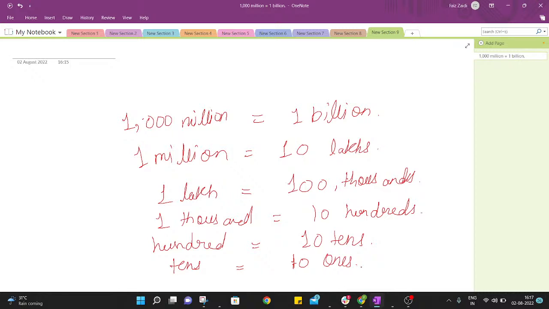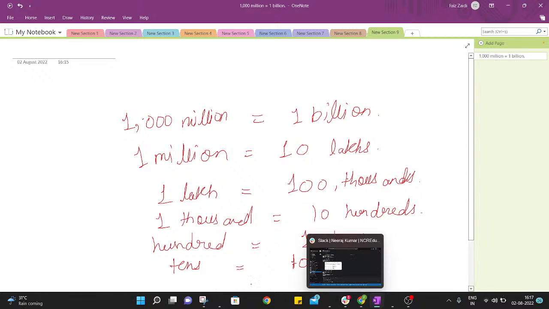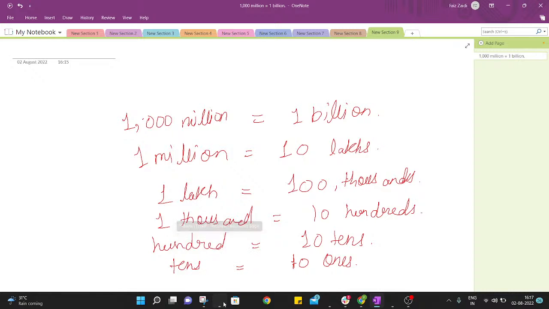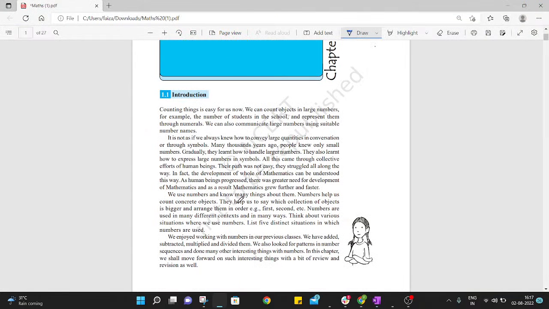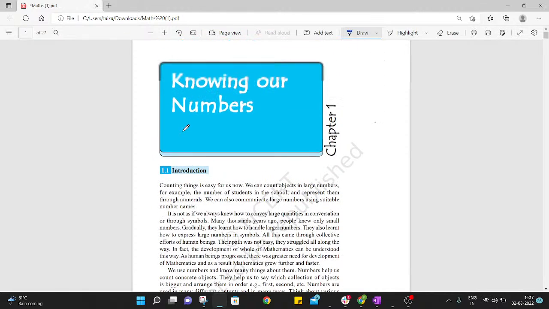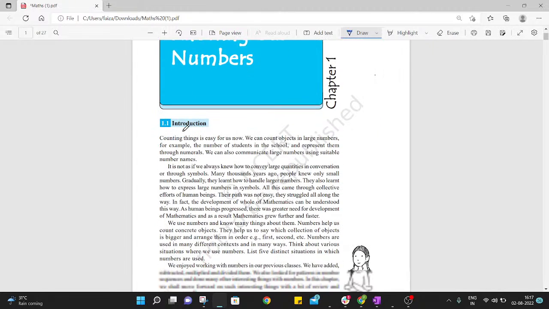Now we will see the NCERT book, and we will see more about these numbers and some other things as well. So let's start. Let me start the book. Okay, now we will read from here and try to understand what they are trying to tell us. So the chapter name is Knowing Our Numbers.